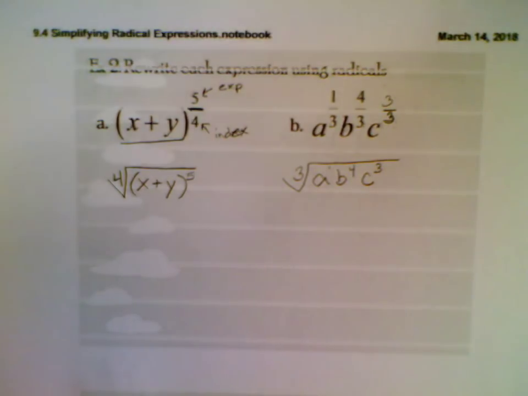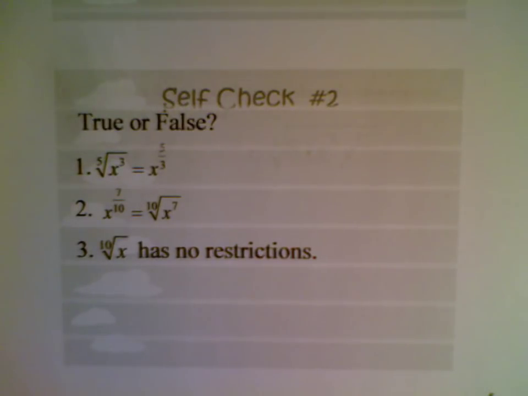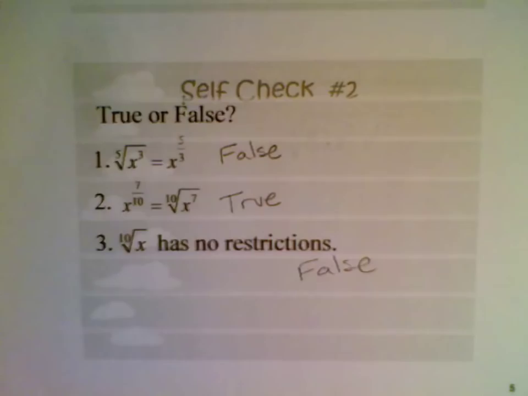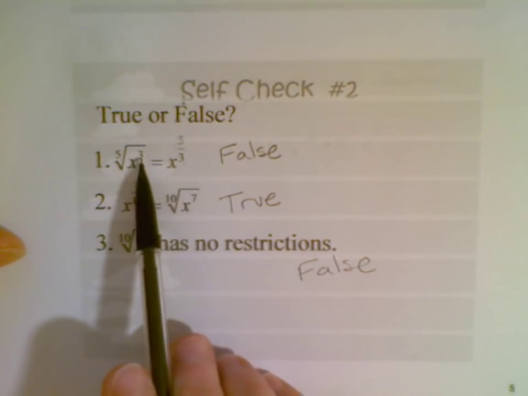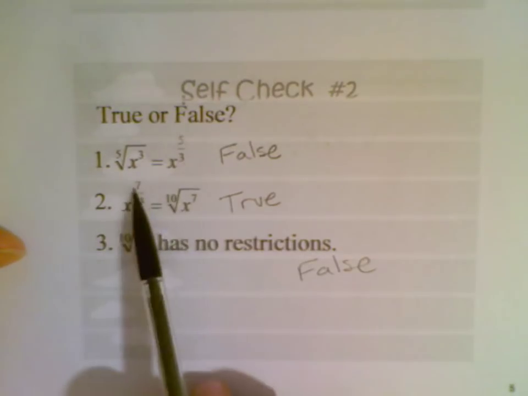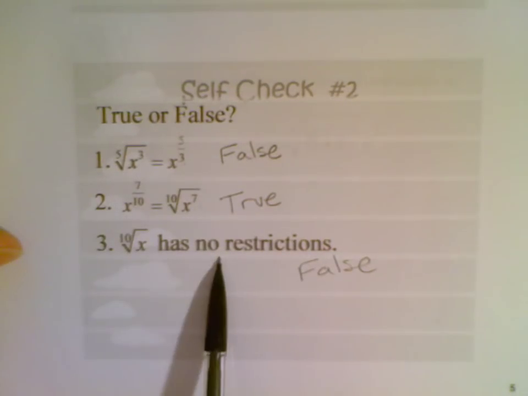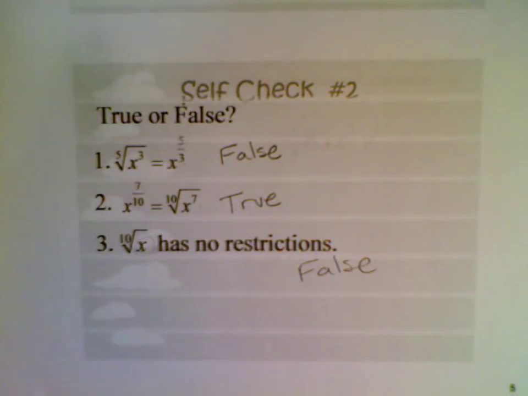Okay, all right, why don't you take a look at the self-check, and I'll pause here for a minute, and you go ahead and see if you can figure out if they're true or false. Okay, so here are my answers. This one is false because the index should be the denominator, and the power should be the numerator. This one is true. That's my index, that's my power. And then the last one is false because we can't have negative numbers, so our restrictions would be x is greater than or equal to 1.